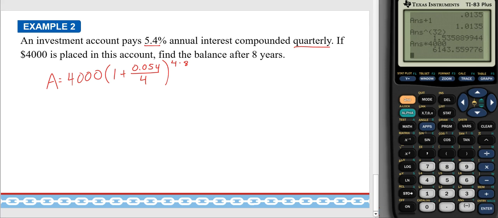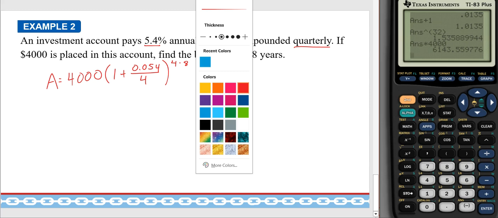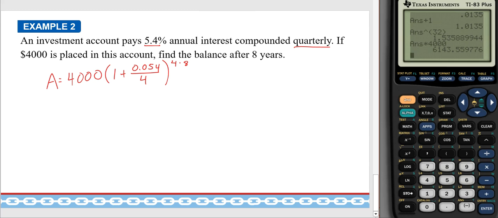So after the time, you get an amount of $6,143, and we'll round that up to 56 cents. Okay, so there you go. That is your lesson on solving exponential equations.